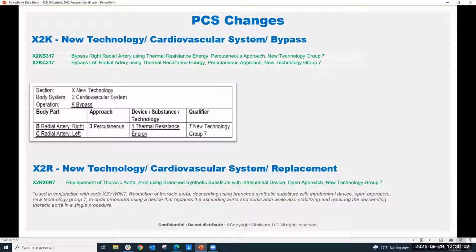This code that's listed should be used in conjunction with code X2VWON7, the restriction of the thoracic aorta. And I'm going to talk more about this on the next slide.